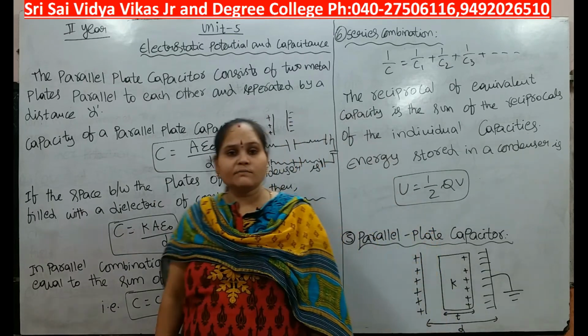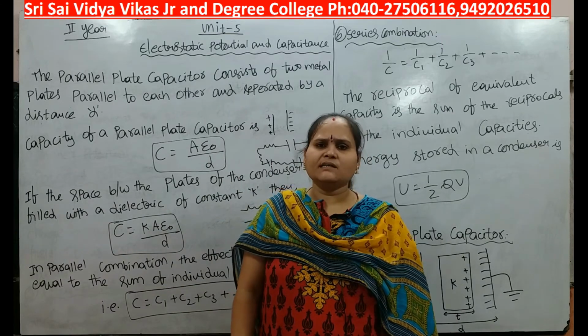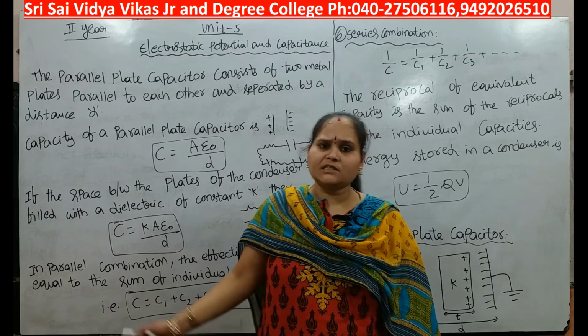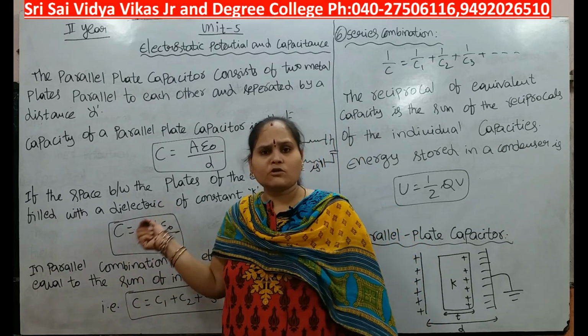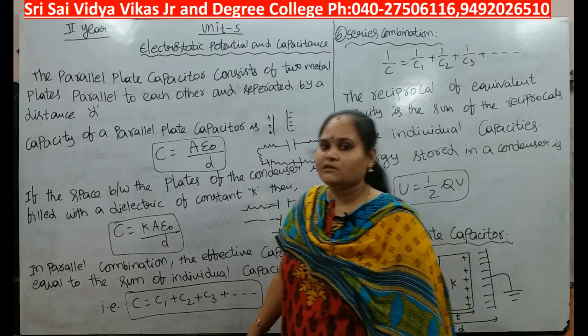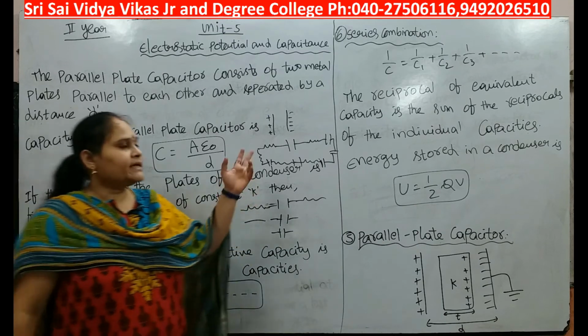Now if the space between the two plates is filled with some dielectric material and its dielectric constant is K, then the capacity C equal to K A epsilon naught by d. And the resultant capacity C will be equal to the sum of the individual capacitors. That means C equal to C1 plus C2 plus and so on.